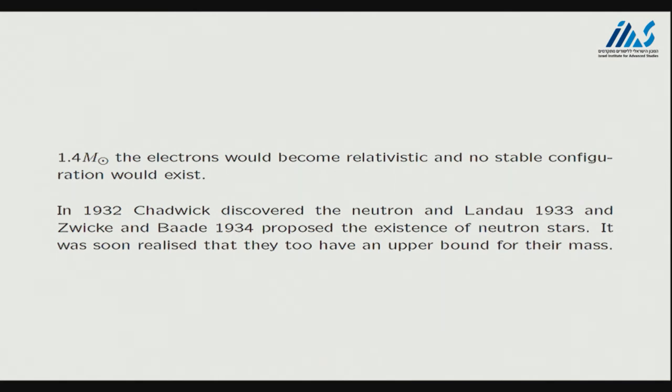Now, by a curious coincidence, in 1932, Chadwick discovered the neutron. And Landau and Zwicky and Baade proposed the existence of neutron stars, which they thought could arise because the electron and the proton could undergo inverse beta decay and form a degenerate gas of neutrons. But they also realized that the same arguments that were used for the instability of a white dwarf would also work for neutron stars, with a critical mass which is about the same.